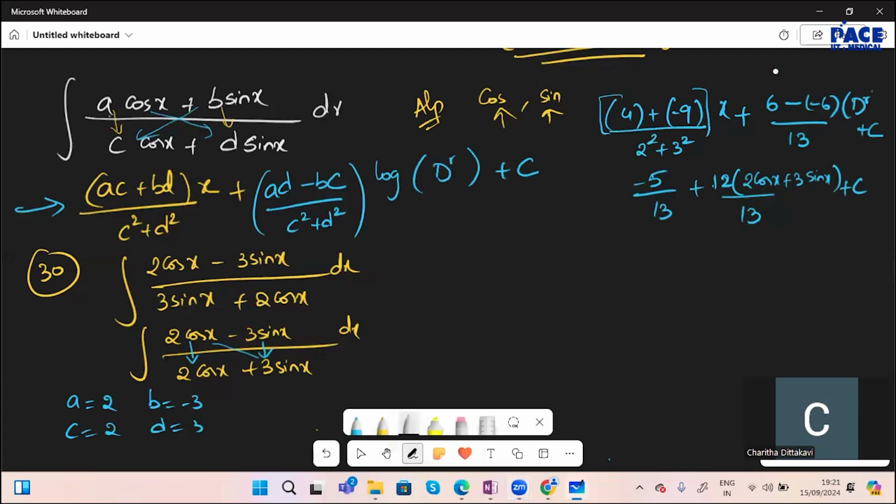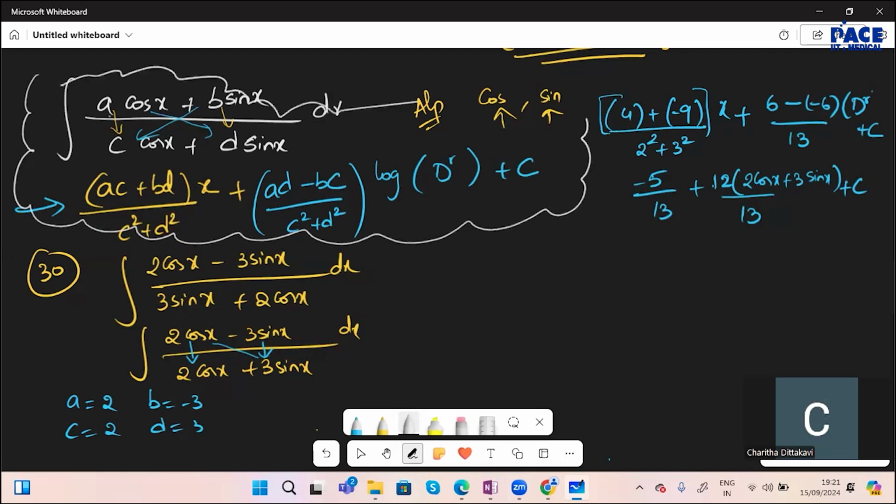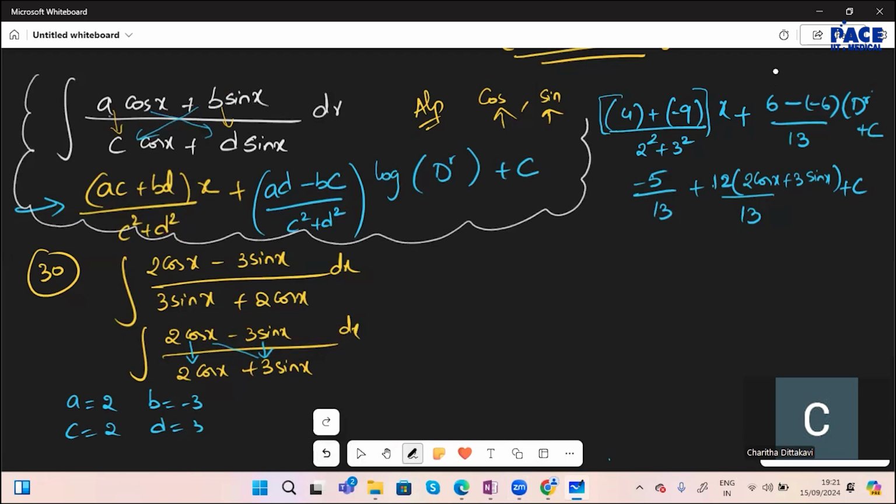So please do make a note of this formula on a separate page so that whenever needed, you will just look at that and see. Clear? So all this formula, you please remember very carefully. It is (AC plus BD) by (C square plus D square) into X, along with (AD minus BC) by (C square plus D square) times log of the denominator.